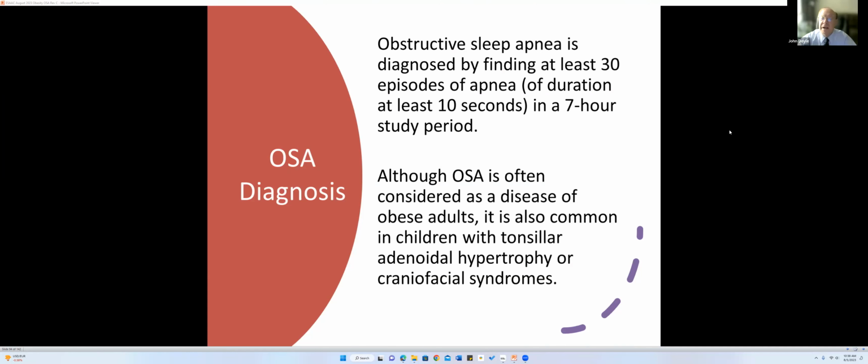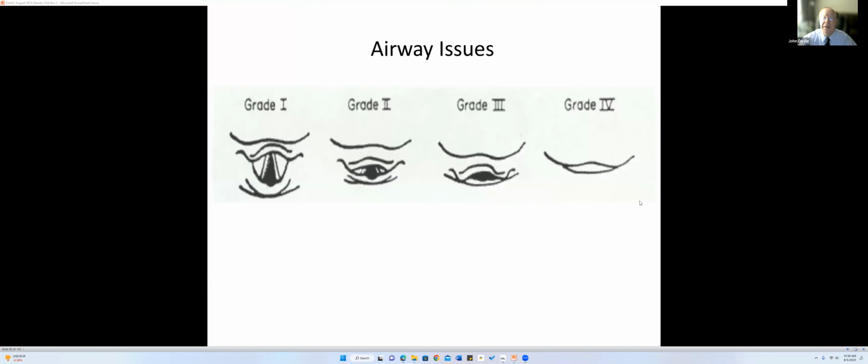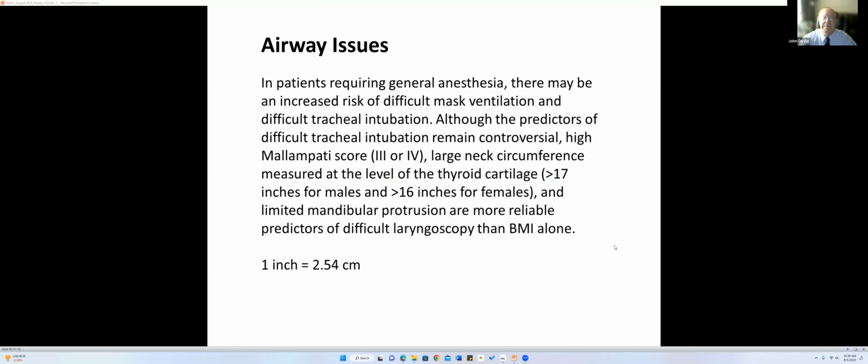Although it's often considered a disease of adult patients, it's also common in children with tonsillar adenoidal hypertrophy or some craniofacial syndromes. Of course, airway issues show up, and here is the classification of the airway laryngoscopy. In patients undergoing general anesthesia, there may be increased risk of difficult mask ventilation and difficulty with tracheal intubation.